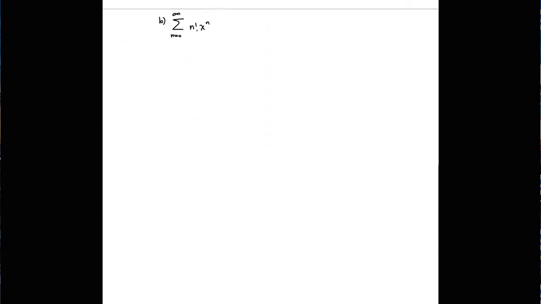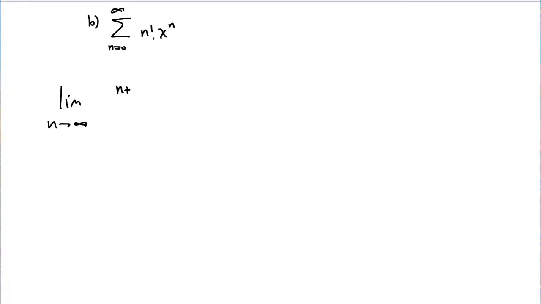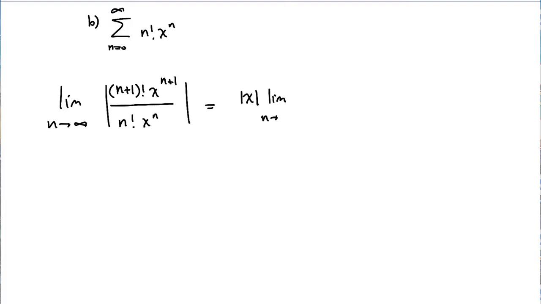So for our next example, we'll look at n factorial times x to the n. So again, we're going to apply the ratio test. The limit as n goes to infinity of n plus 1 factorial x to the n plus 1 over n factorial x to the n, taking the absolute value of that. This ends up simplifying to be the absolute value of x times the limit as n goes to infinity of n plus 1, which is the absolute value of x times infinity, so it's just infinity for our limit.